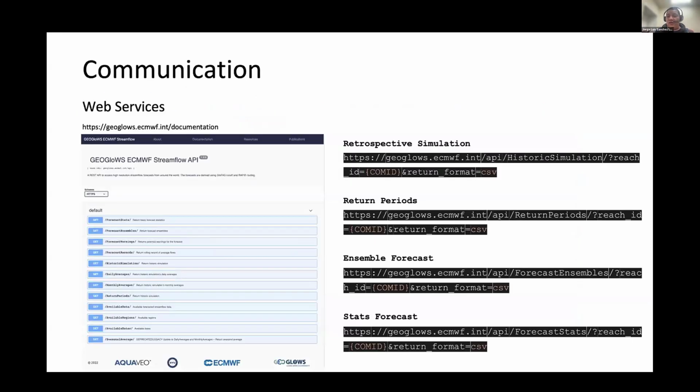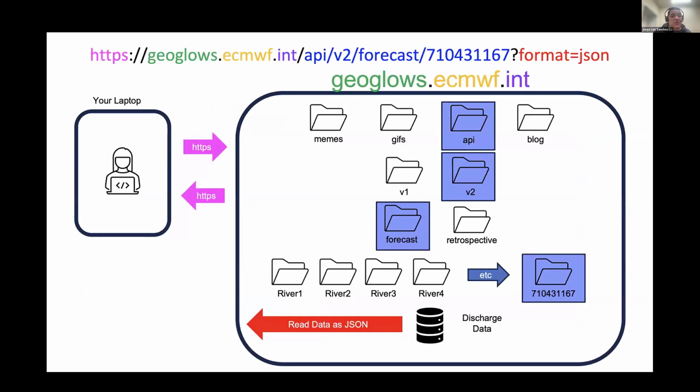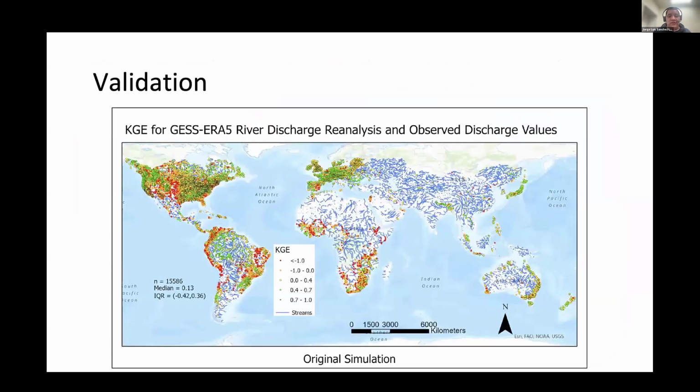This model is communicated through an API, so we can access the results of the model by having basically the COMID or the reach ID, and we can get the retrospective simulation, the return periods of that retrospective simulation, and the forecast. For version 2, we still keep the possibility of using an API, but there is a small change. Instead of going to the function immediately, we have a small change on the URL that accesses the simulation results.